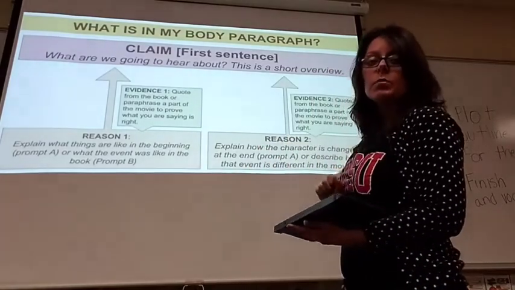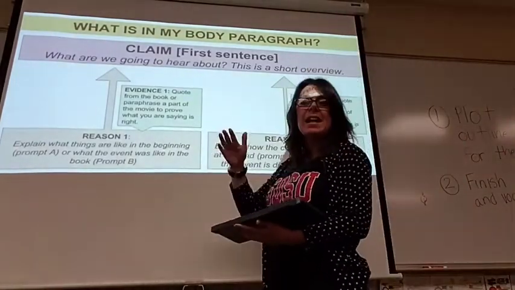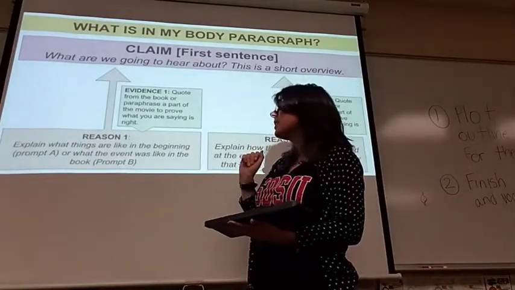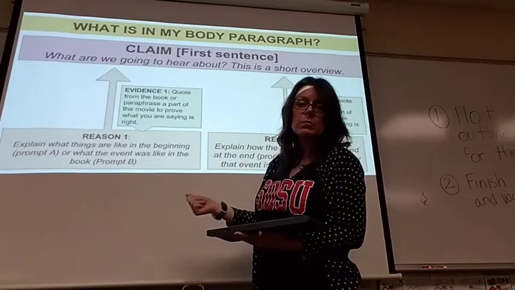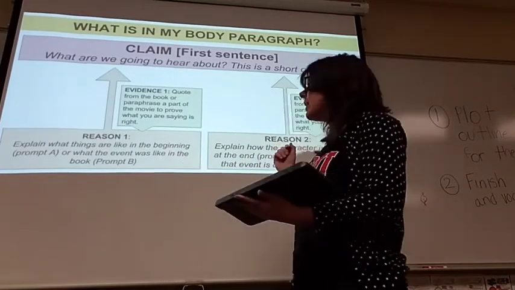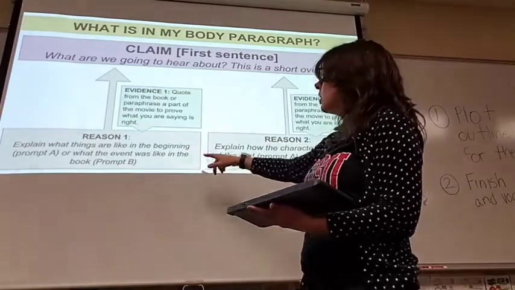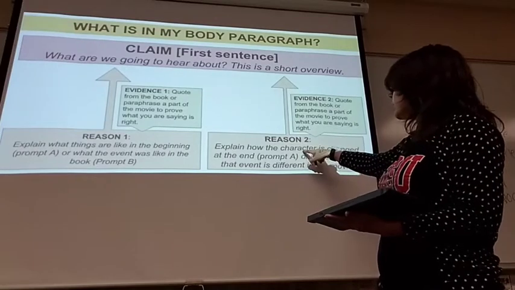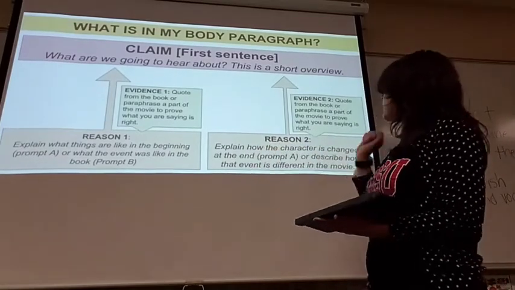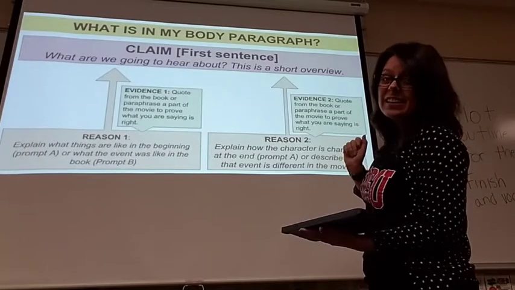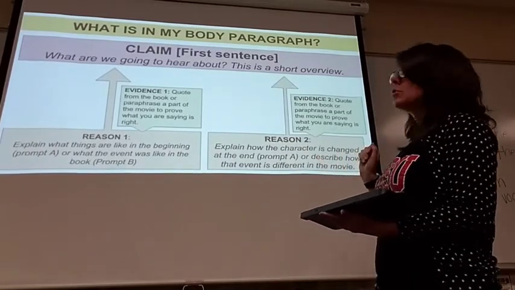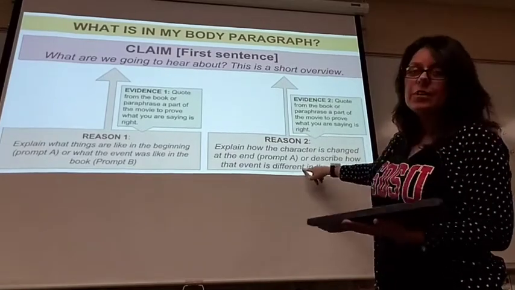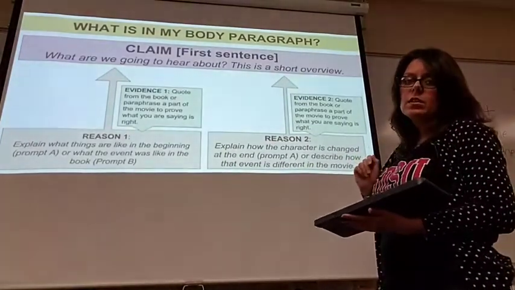And depending on what prompt you chose, your reasons may be a little bit different. In general, reason 1 will show what things are like in the beginning, if you're doing prompt A, for example, or what the event was like in the book for prompt B. For reason 2, your reason 2 will explain how the character has changed by the end, if you're doing prompt A. If you're doing prompt B, then your reason 2 will describe how that event is different in the movie.